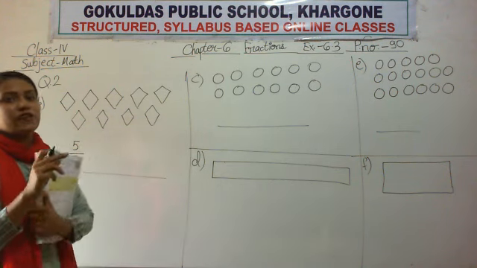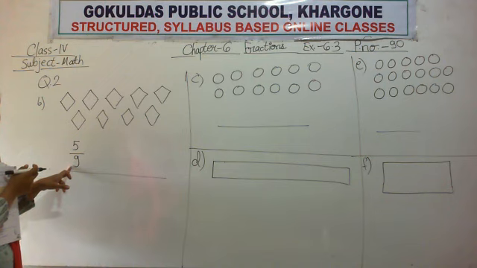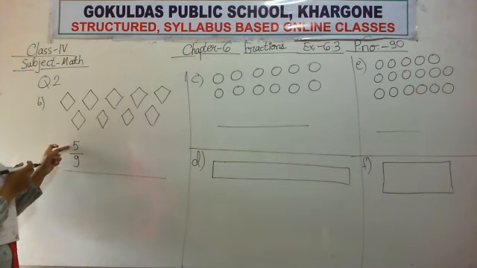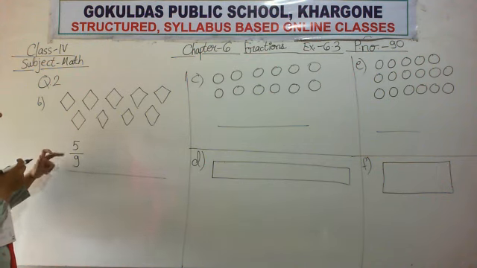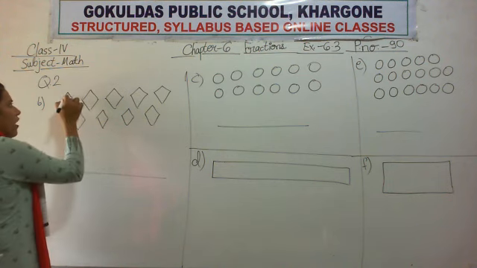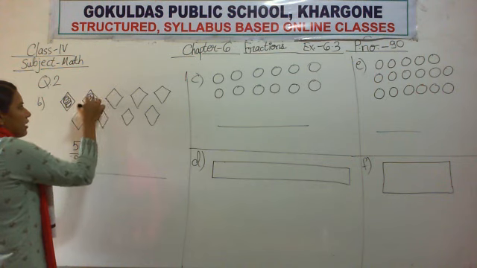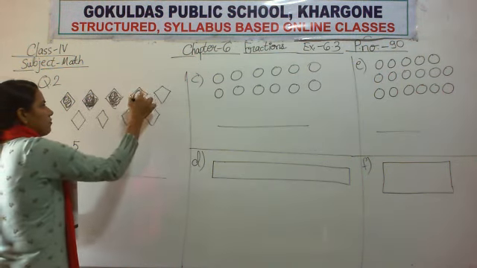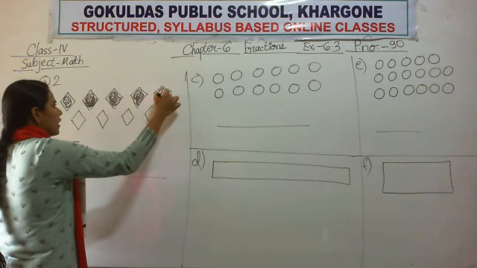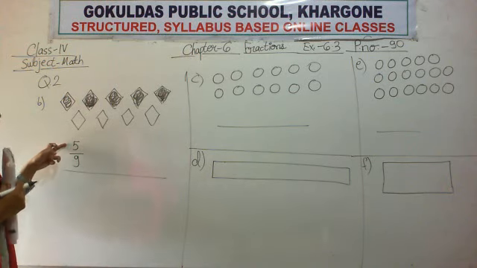When we write a fraction, we always write the total in the denominator part, and the colored part we write in the numerator place. So 5 upon 9. Out of 9, 5 are shaded. I don't have any color pen or marker, so I am coloring it with a black pen. In your book it is colored with orange.